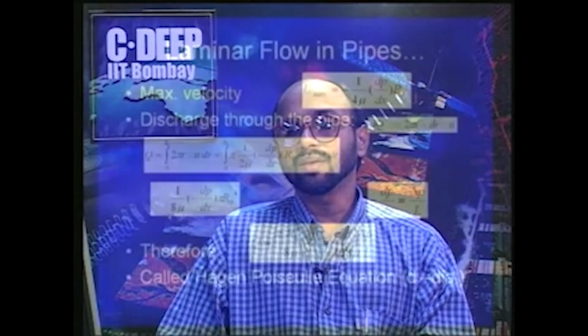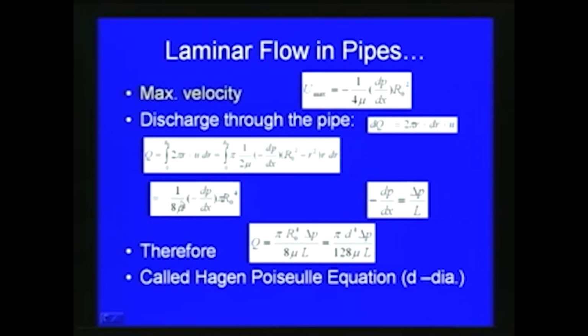Then we derived the equation for discharge. We integrated from 0 to r0, the radius, 2 pi r u dr, which gives the discharge as 1 by 8 mu into minus dp by dx into pi r0 to the power 4. If you express minus dp by dx as delta p by L, then we get the discharge Q is equal to pi D to the power 4 delta p by 128 mu L, where D is the diameter of the pipe, delta p is the pressure difference, L is the length of the pipe, and mu is the coefficient of dynamic viscosity. This equation is called the Hagen-Poiseuille equation for pipe flow.